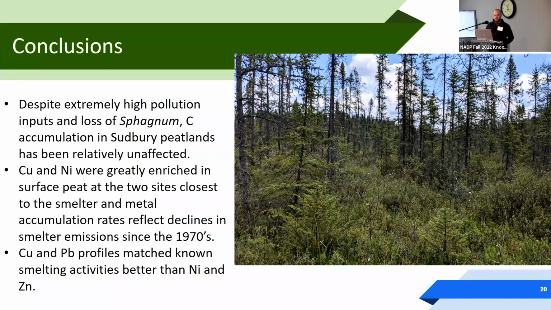So I'll just wrap up here. Despite extremely high pollution inputs and loss of sphagnum, carbon accumulation in the Sudbury peatlands has been relatively unaffected from this centuries of intensive pollution.